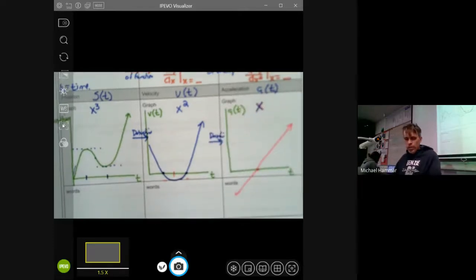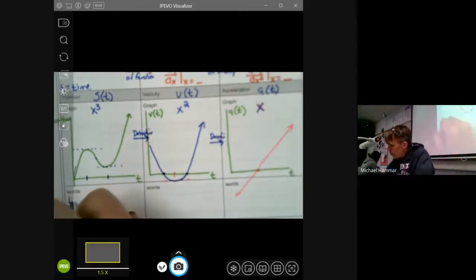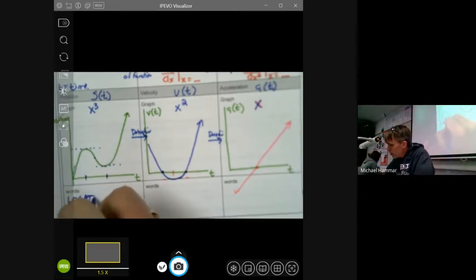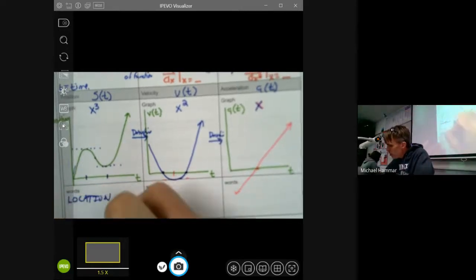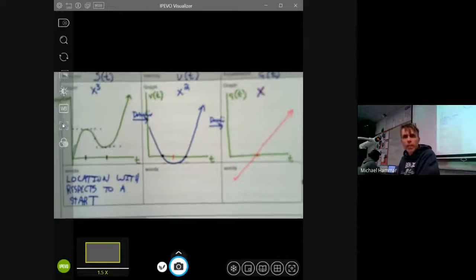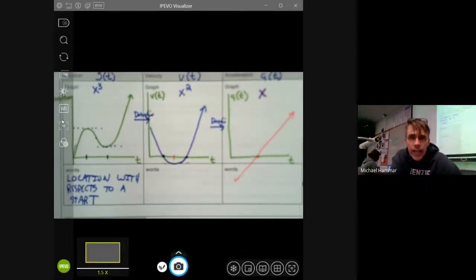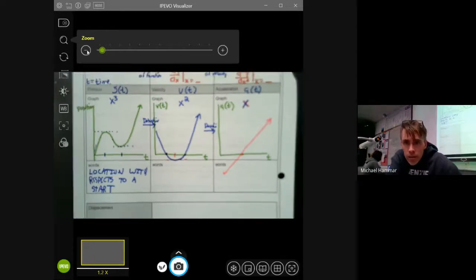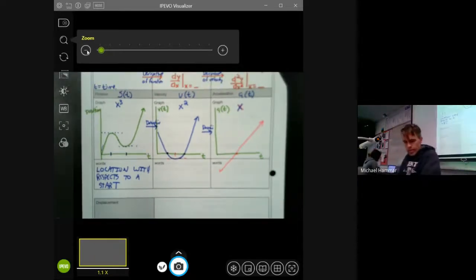So in words, what is position? Position is your location with respect to a starting point. So you're always going to have some place where you are starting, and it's going to be your location. That is what position is. Okay?